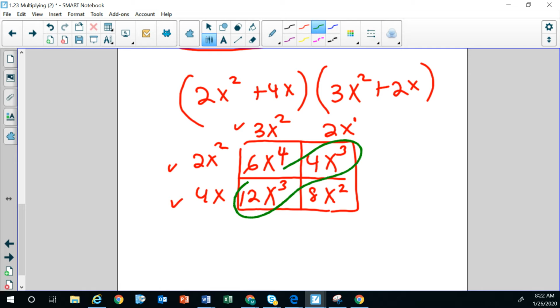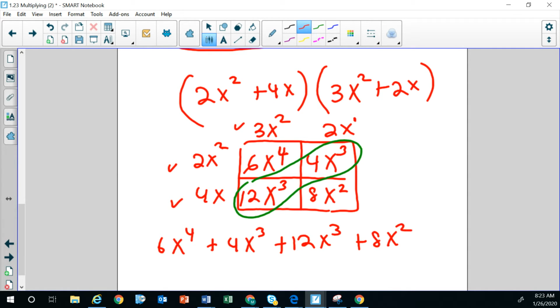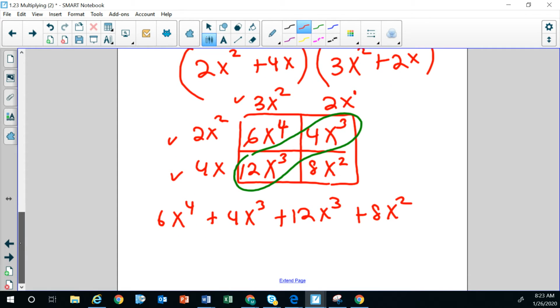Those are my like terms. All right, so let's write this out. Let's expand it out. I'm going to have 6x to the fourth plus 4x cubed plus 12x cubed plus 8x squared. All right. Again, my like terms are the 4x cubed and the 12x cubed.